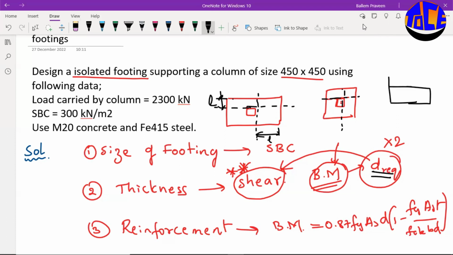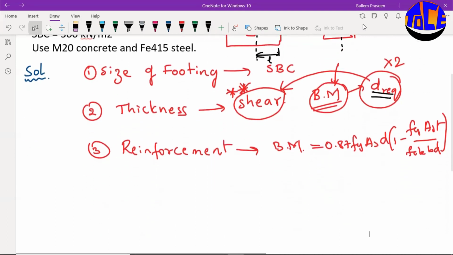That's it. Okay. Now let us jump into the problem. As I told you, the first one is you need to find the size of footing. Okay. So let us find the size of footing.